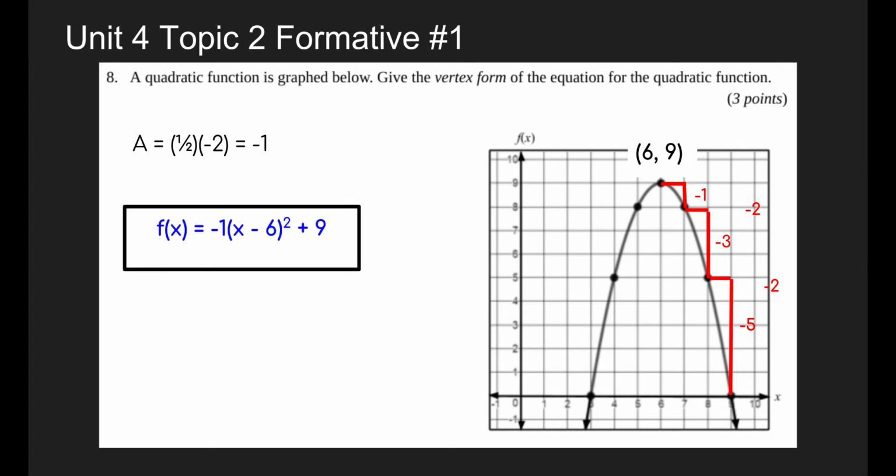The next thing they'll do is just plug the numbers into the equation. f(x) equals -1 times the square of the quantity x minus 6, increased by 9. That's all they'll do.